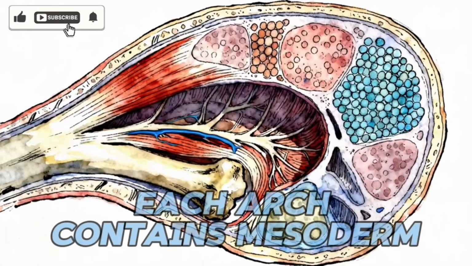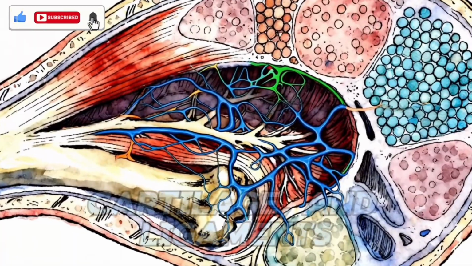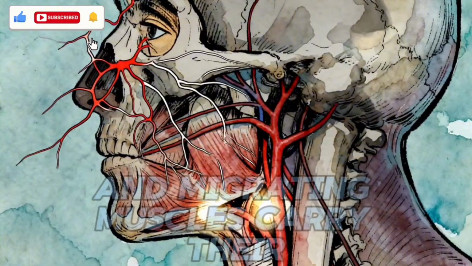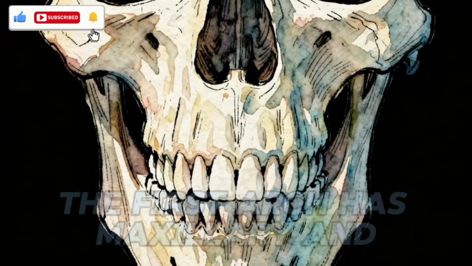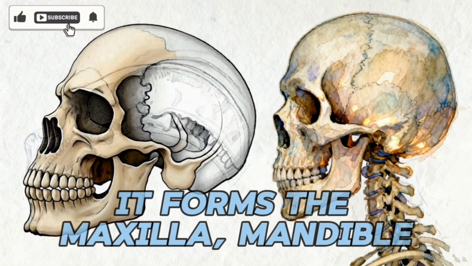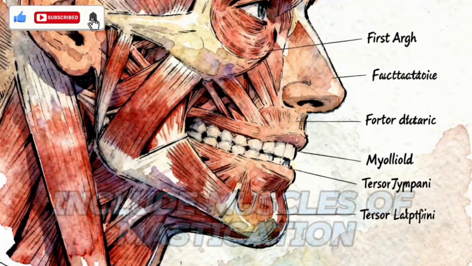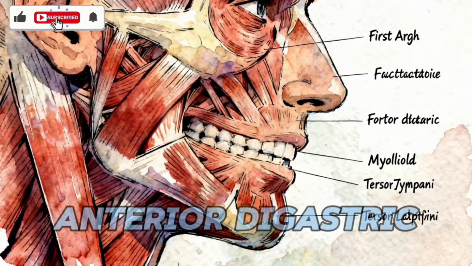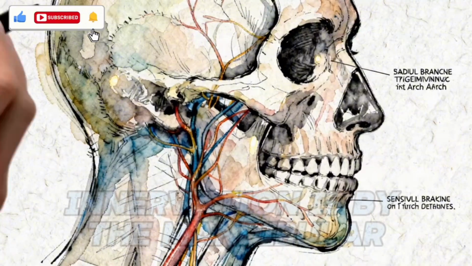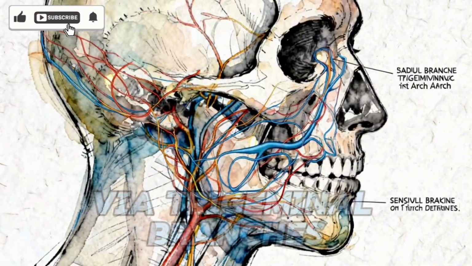Each arch contains mesoderm, which forms muscles, and neural crest cells, which form bones, cartilage, and ligaments. Each arch also has its own cranial nerve and artery, and migrating muscles carry their nerve supply. The first arch has maxillary and mandibular processes. It forms the maxilla, mandible, zygomatic and temporal bones, and middle ear bones. Muscles include muscles of mastication, anterior digastric, mylohyoid, tensor tympani, and tensor palatini. Innervation is by the mandibular branch of the trigeminal nerve, with facial sensation via trigeminal branches.